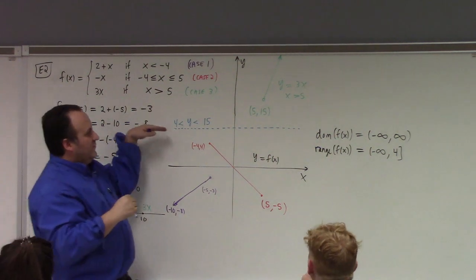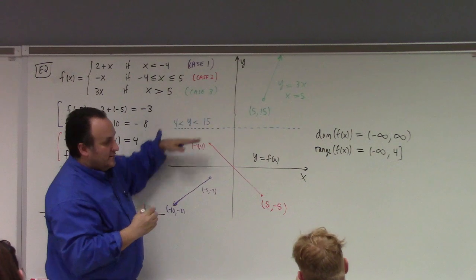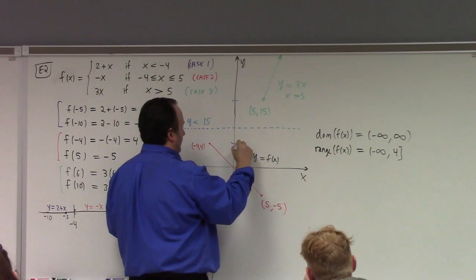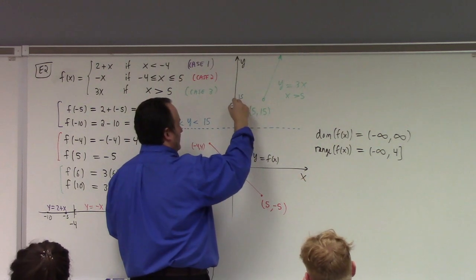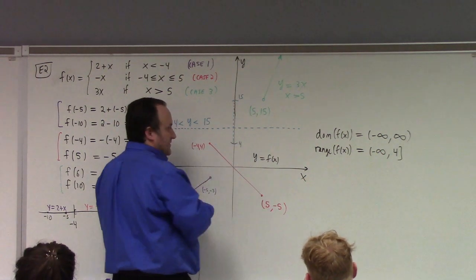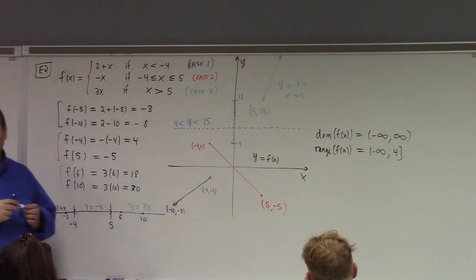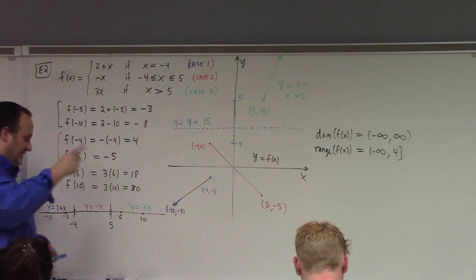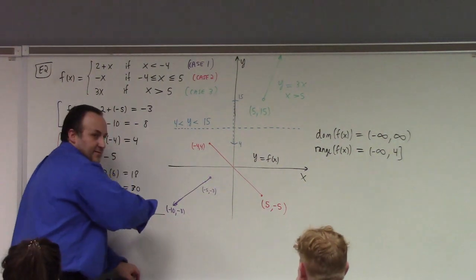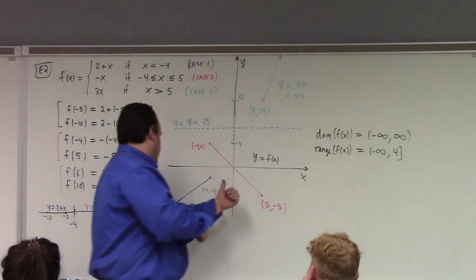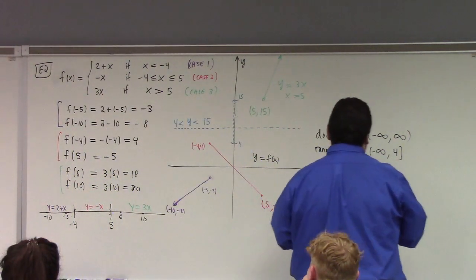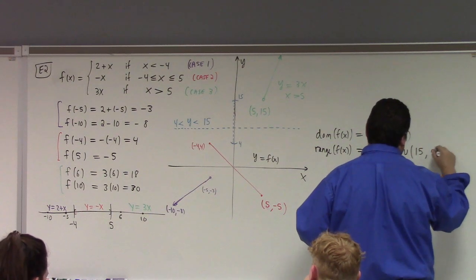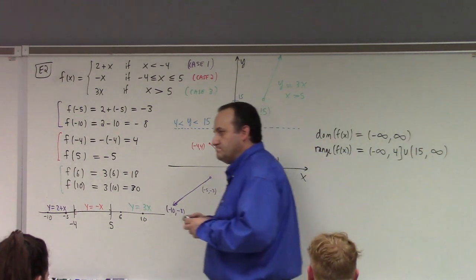In other words, the y values are not hit from here all the way to here on the y-axis, right? From 4 up to 15, these values right in here, these are missing. I never attain those values. They're not in the range. So the range is just minus infinity to 4, because we go all the way down here, right? We keep going down, down, down there. But here, we have union with 15 to infinity, and that would be the range for this one.